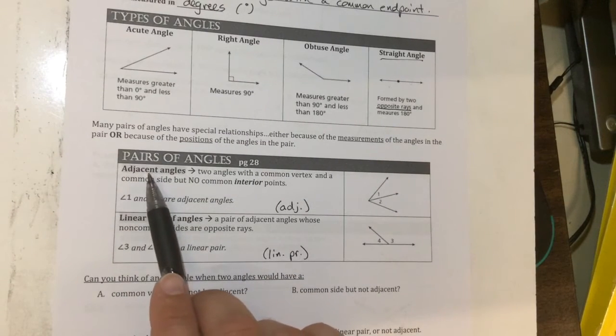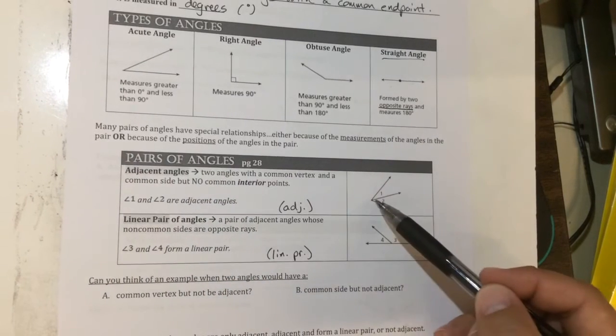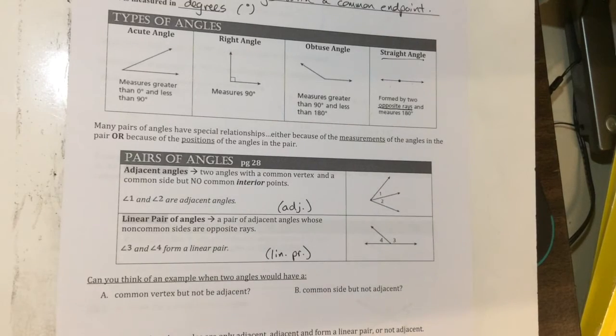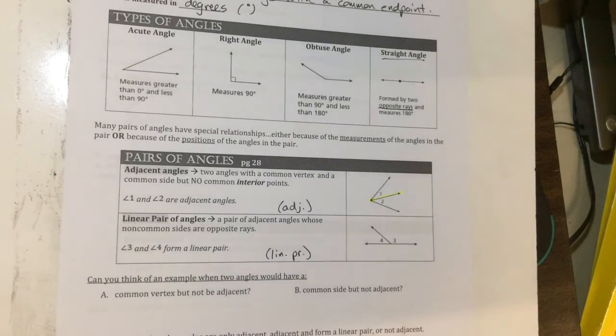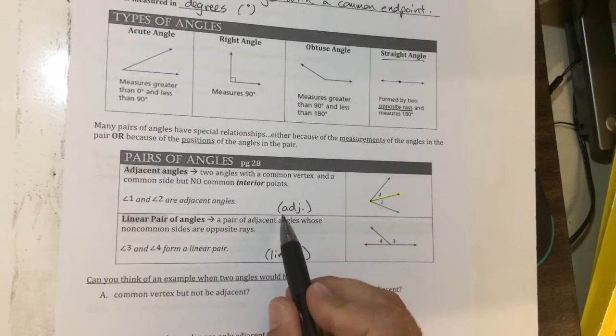If two angles are going to be adjacent angles, that means that they are two angles with a common vertex and a common side. Okay, so you'll see that there's our common vertex and there's our common side. So those are adjacent angles. 1 and 2 would be considered adjacent angles. And this is the abbreviation for adjacent.